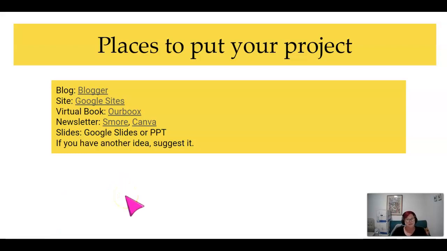Google Sites. You can build an easy Google site with a template. There's something called Our Books, which makes flip books that you can then put online. There's things called Smore. There's something called Canva. All of these are slides. You could just make a Google Slides, or if you prefer PowerPoint, you can do that as well. Or if you have another idea, suggest it. If you want to make it into a book, a physical book, then you can do that as well.